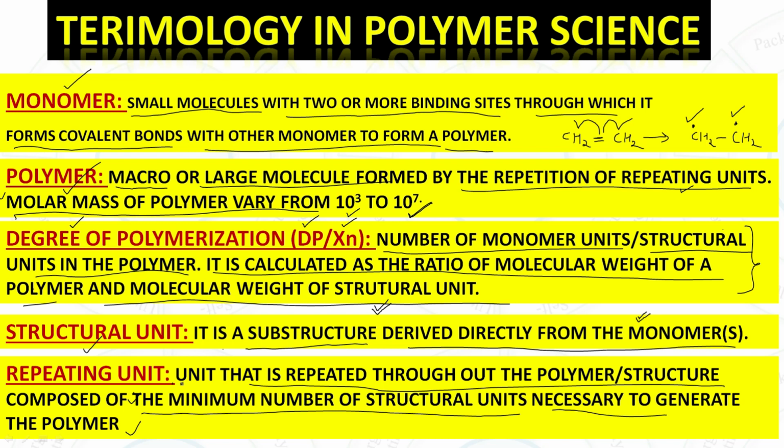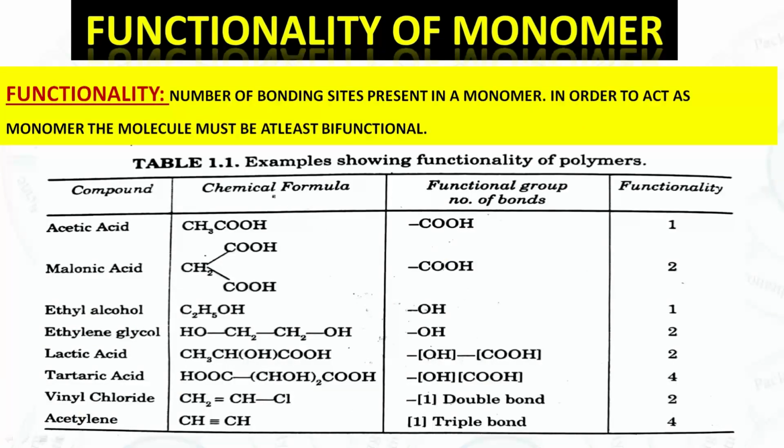It is something very, very important which you should know, right? Later on we will discuss the examples also. Let's see. Then after that there is another very important concept which is known as functionality. Functionality means the functional groups present in the molecule, or the reactive sites. Basically, functionality is the number of bonding sites or reactive sites present in the monomer.